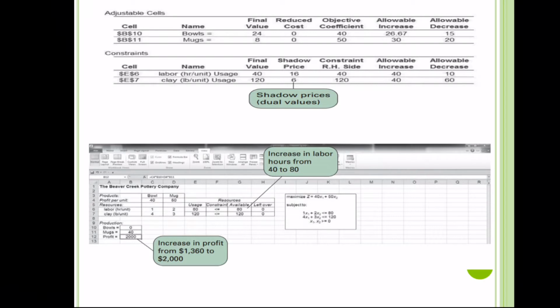constraint. If 40 extra hours of labor can be obtained, what is the total value? The answer is $16 per hour times 40 hours equals $640. In other words, profit is increased by $640 if 40 extra hours of labor can be obtained, where increasing the labor constraint from 40 to 80 hours has increased profit from $1,360 to $2,000, or by $640.